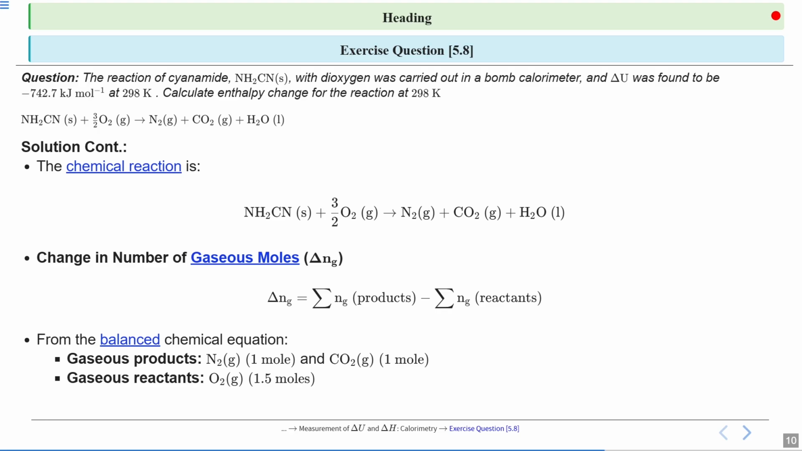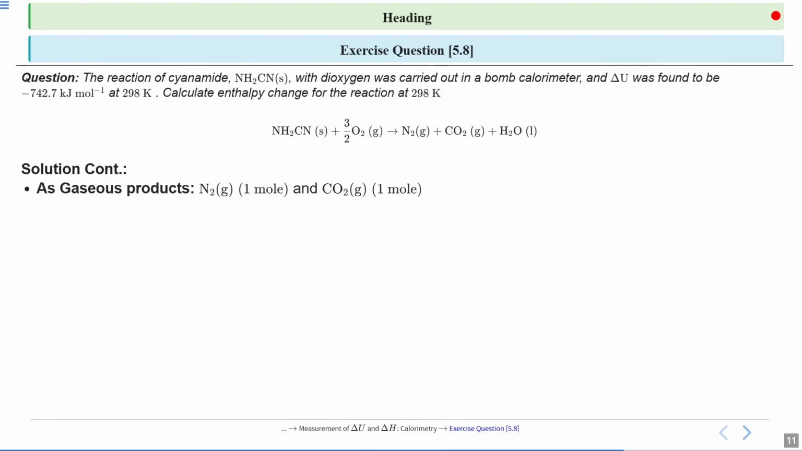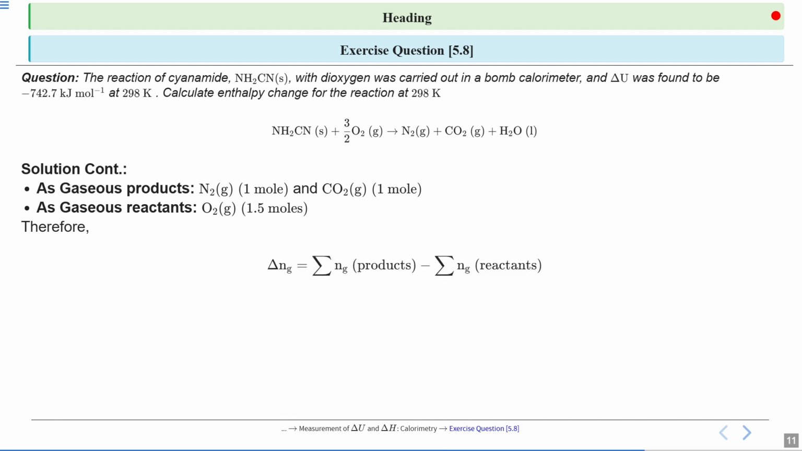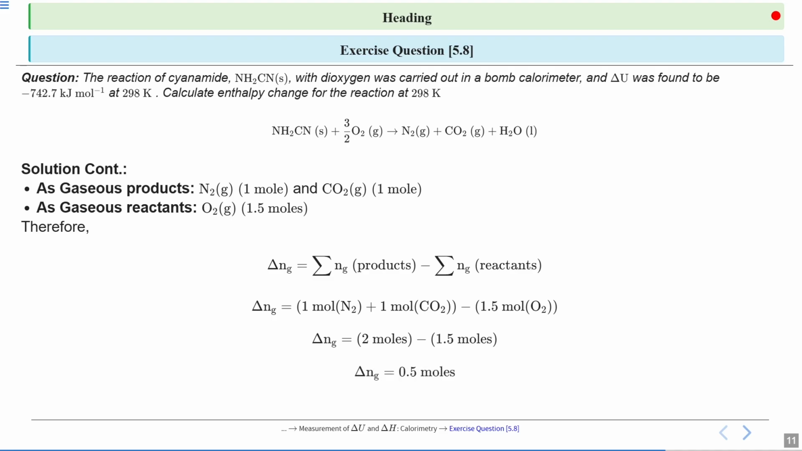Now we can calculate the delta Ng. How do we calculate it? It's very simple. Product minus reactant. So the delta Ng can be written as the product minus reactant, which will be equal to 1 plus 1, 2, minus 1.5. So that will be 2 minus 1.5. Finally, your change in number of gaseous moles will be 0.5. I hope this point is clear to you. Till this point, I hope you have solved the question also. If not, let us move further.